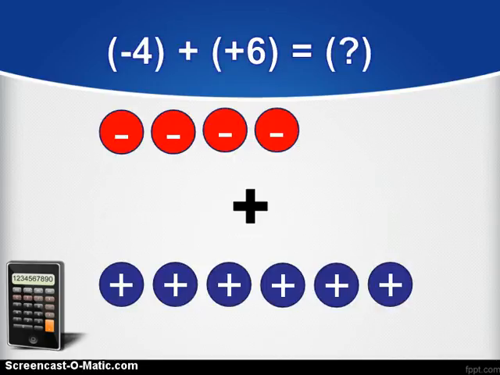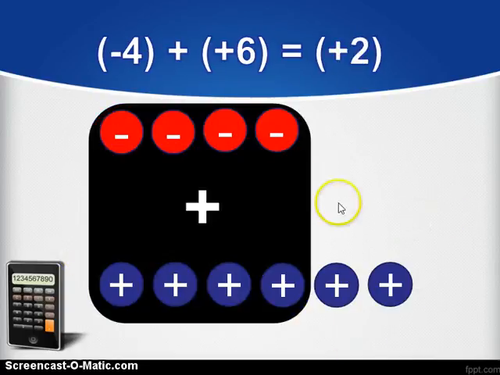Now let us use the colored counters. So if we have 4 negatives added to 6 positives, in addition of negatives and positives, if we have the same negative with the same amount of positive, then we will get 0 because these will be cancelled out. So the remaining counters will be 2 positives. So the answer is positive 2.